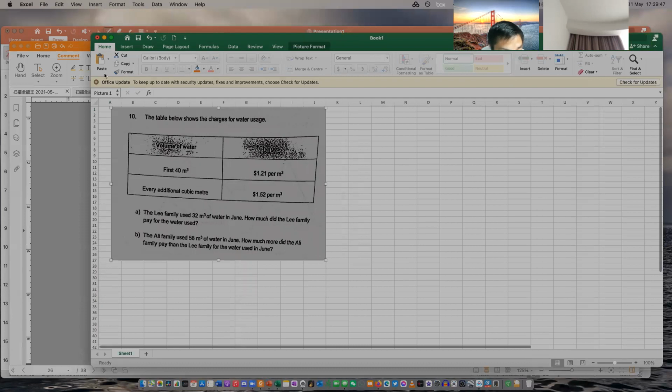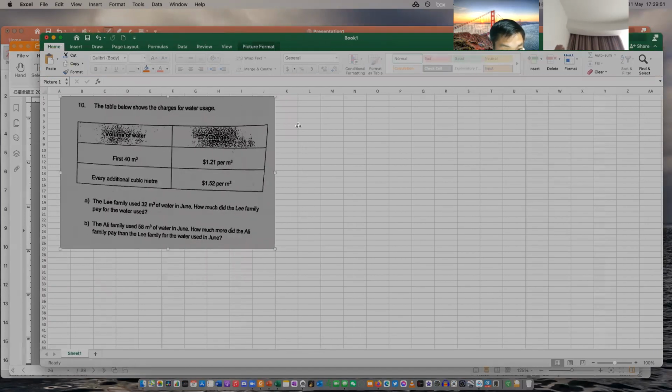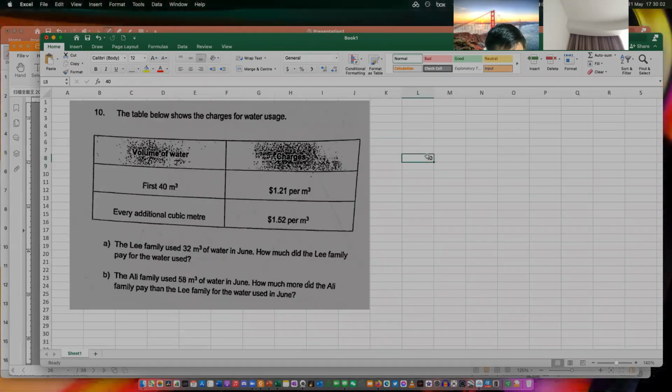Can you see? Good. So what I have is, it says the first 40. Let me zoom in a bit. The first 40, the charge is 1.21. And then every additional cubic, so that means every one is 1.52, after the first 40.